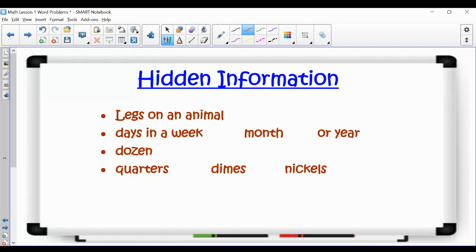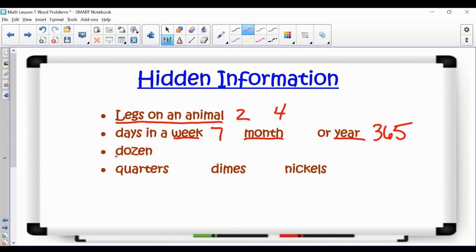And sometimes we have hidden information. For example, sometimes a word problem will talk about legs on an animal. Well, most animals have 2 legs or 4 legs. Sometimes a word problem will talk about days in a week, a month, or a year. Days in a week is 7, and a year is 365, except for leap year. And a month can vary, so you have to know what month they're talking about.